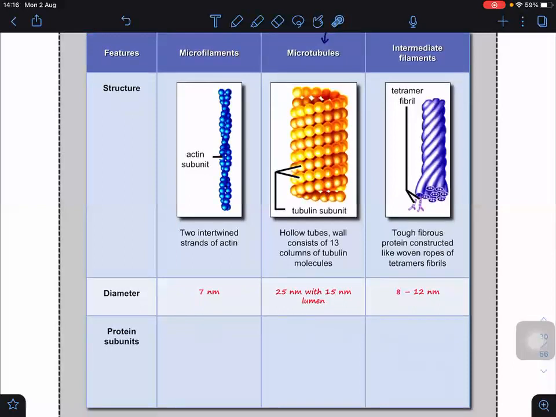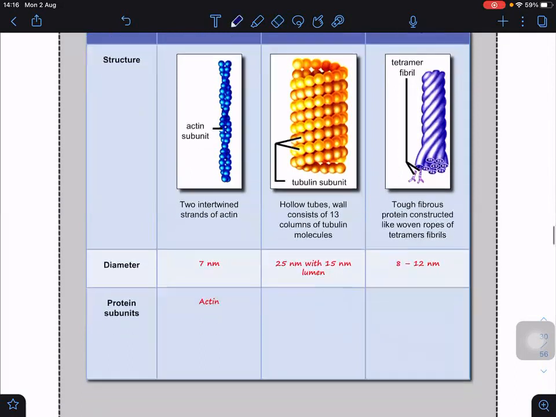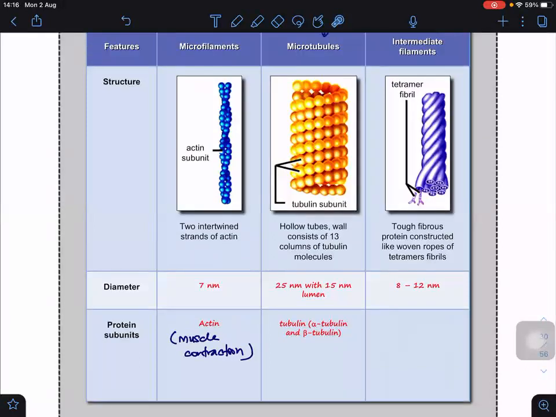So let us look at it. What is the protein subunit here? Actin, the actin subunit. We're going to learn this in more detail when we come to muscle contraction in your A2. And then how about this? We have alpha and beta tubulins that form this. You can see that we can make it longer. How to make it longer? Add more alpha and beta tubulin. How to make it shorter? Remove the tubulin, and it becomes shorter.